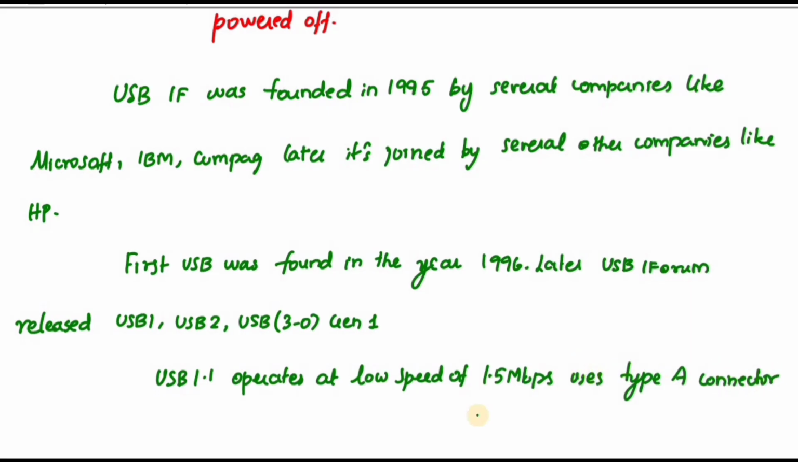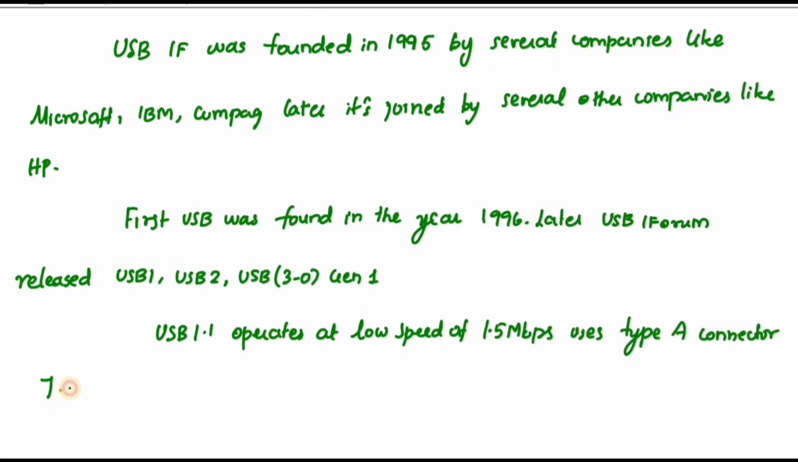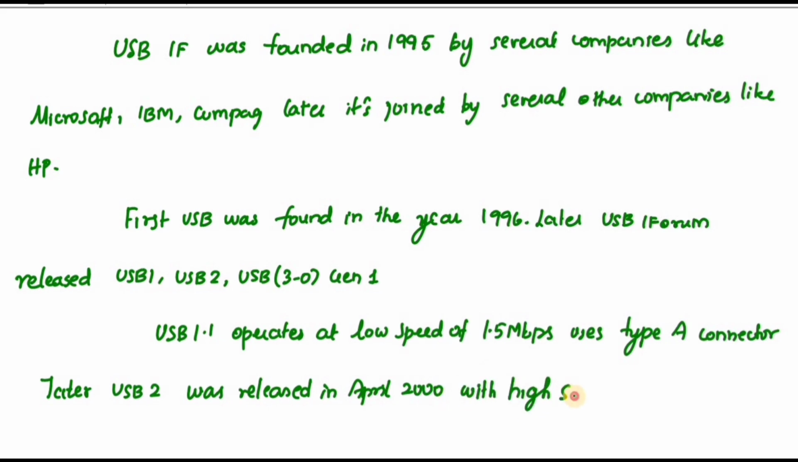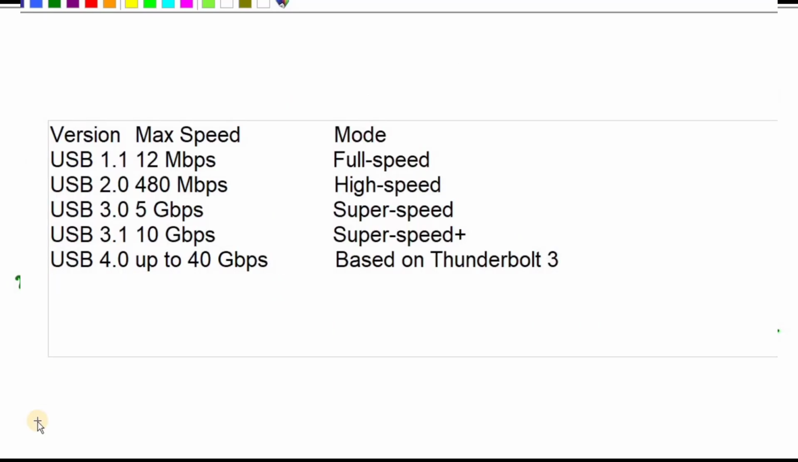Here, USB 1.1 operates at a low speed of 1.5 megabits per second and uses the Type A connector. Later, USB 2 was released in April 2000 with higher speed, which is 480 megabits per second. If you want even higher speed, USB 3 was released. It will transfer data up to 5 gigabits per second.